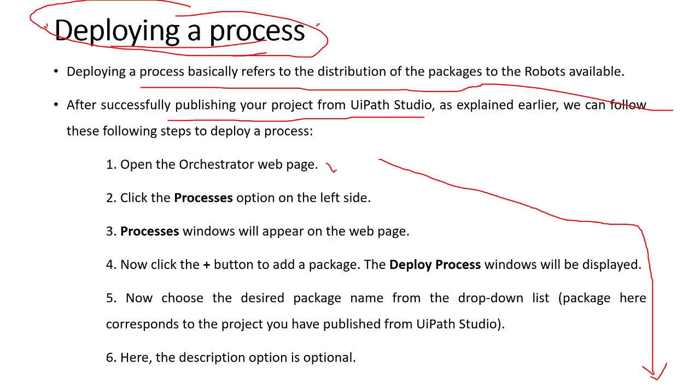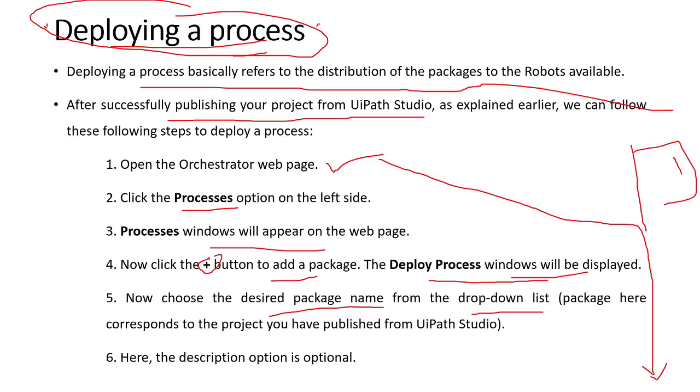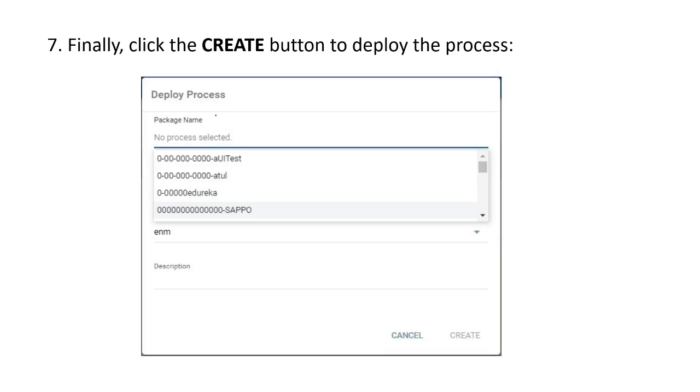First you need to go to the orchestrator server and open the orchestrator web page. There will be an option called Process. Click on that and the process window will appear. Now click on the plus button to add a package, and the deploy process window will be displayed. Now choose the desired package name from the drop down list. It will list the packages, and you need to choose the correct, required one. It will also ask for a description, which is optional.